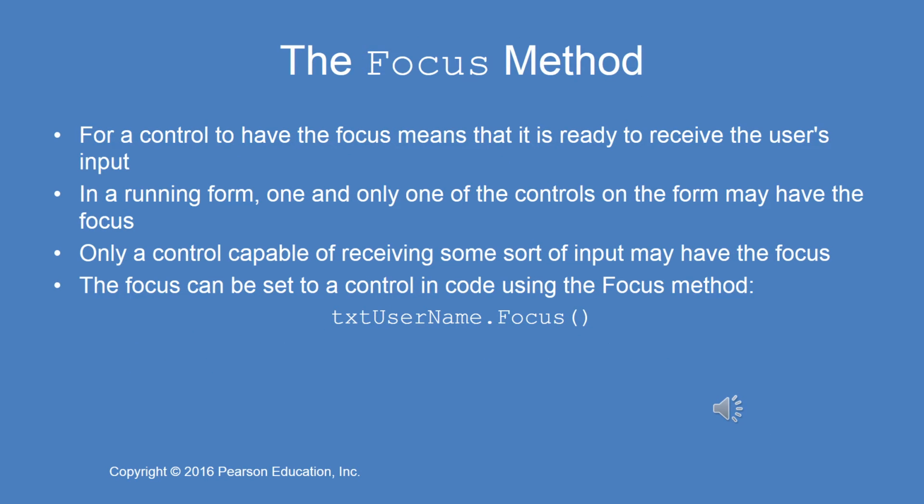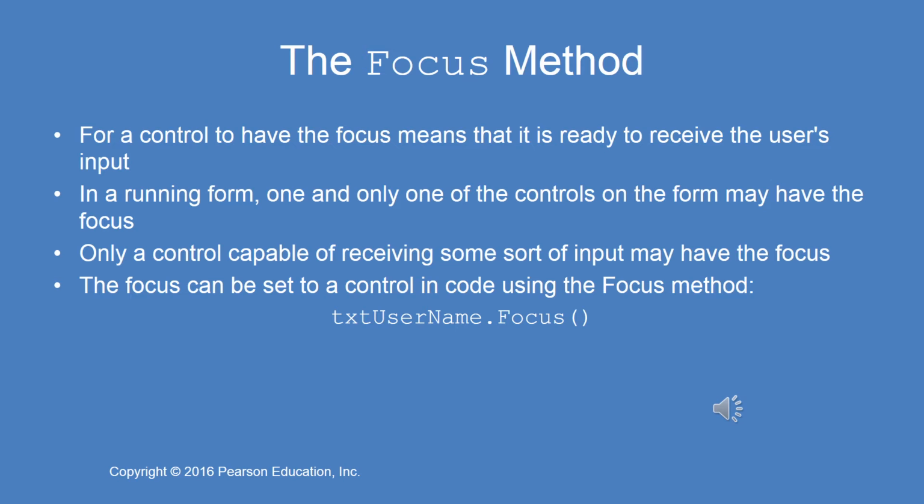So, welcome back. How'd you like that tutorial? I'm sure you watched it at least 3 times. Haha. So, after watching that, you probably now understand what focus is, if you didn't understand it before. For a control to have the focus means that it's ready to receive the user's input, and there's usually a cursor right there. In a running form, at any given point in time, only one of the controls on the form has the focus. And it's only controls that are capable of input that may have the focus.